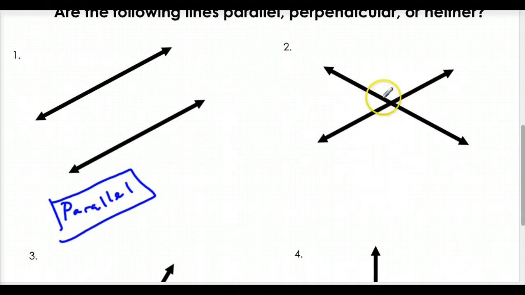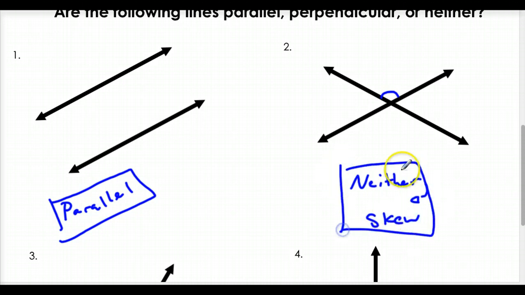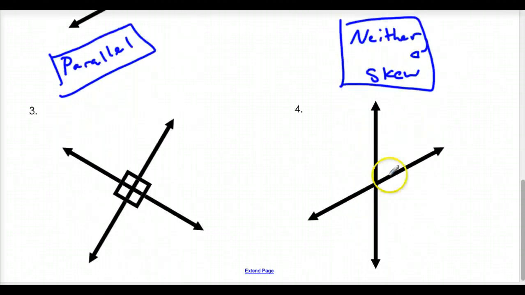Now these, what are these? Well, they're definitely not parallel because they're intersecting. And is this a 90-degree angle right here? No, it looks to be an obtuse angle. So these are actually neither. Now what you call neither, here's a little vocab for you. Another way to say that is skew. These are skew lines. Alright? Just two ways to call it, neither or skew.